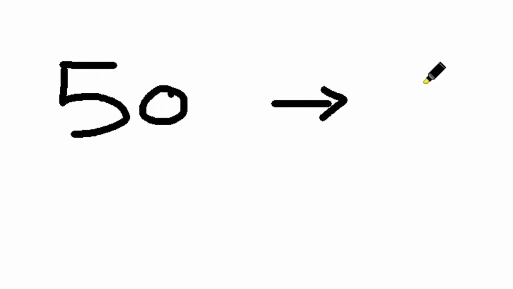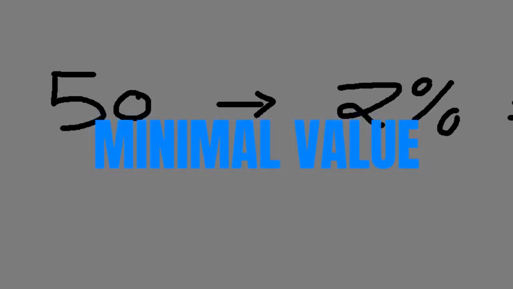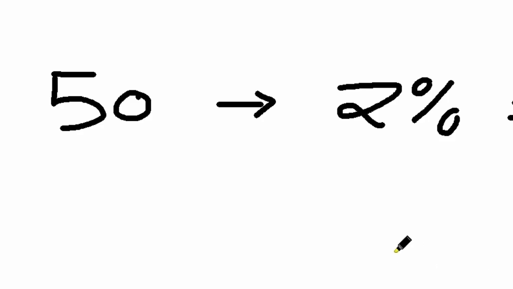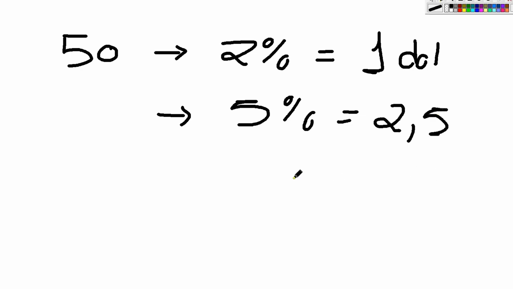So with $50, we have 2%. Okay, that is the minimum value, $1 per entry. And we have 5%. That is $2.5 on $50. Okay, so we need to respect this amount, this value, for you to have good risk management. So this will help you mitigate potential losses. So just respect this, guys. Okay, let's move to the next one.